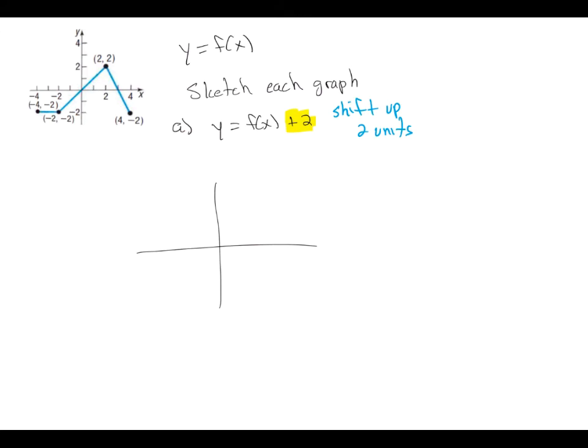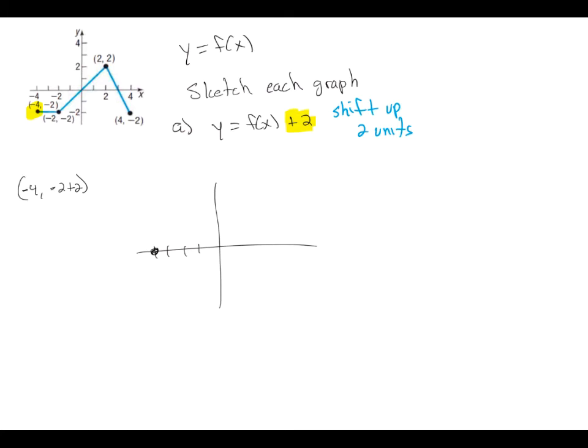So let's just kind of work in a left to right fashion here. If I look all the way over here to the far left, I have the point -4, -2. And if I'm shifting vertically up 2 units, I'm taking -4 as the x, and I'm taking the y value and shifting up 2 units. So that's going to take me to -4, 0. So there's that first point we've shifted up 2 units.